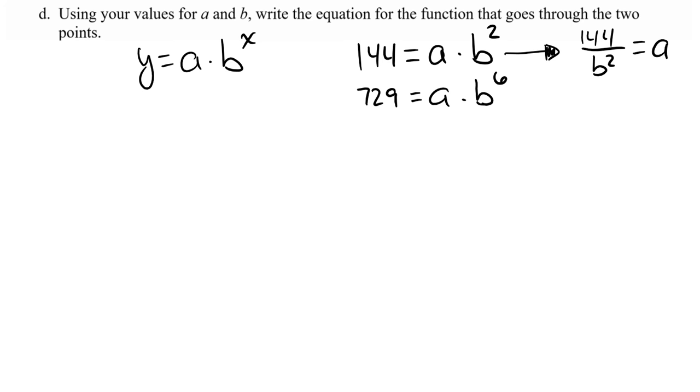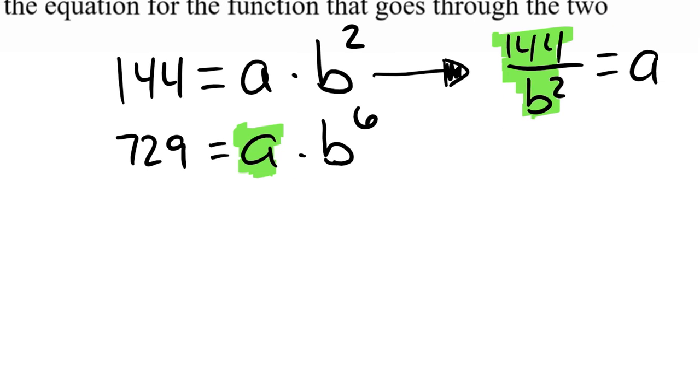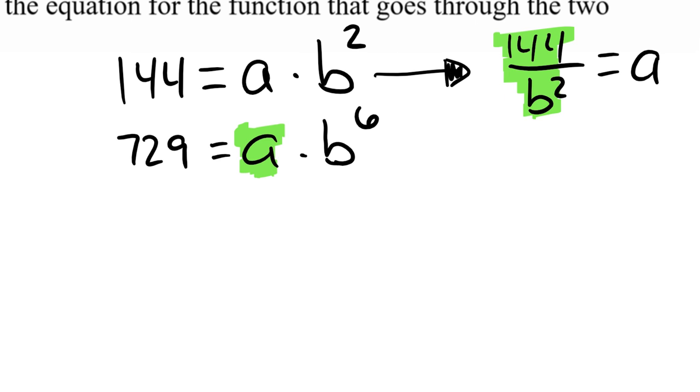And what I'm going to do now is use that value of a. In other words, this is a, right? I'm going to place that into this second equation. I'm going to do substitution. So I got a alone, and now I'm going to do substitution. The substitution looks like this. I'm going to write down 729 equals 144 divided by b to the second power times b to the sixth power.